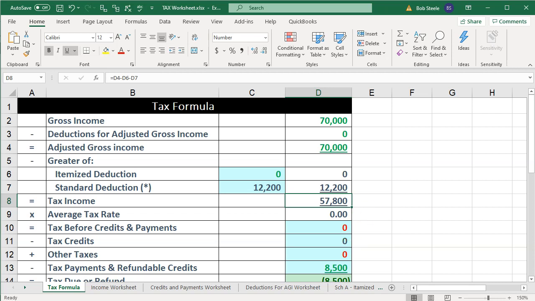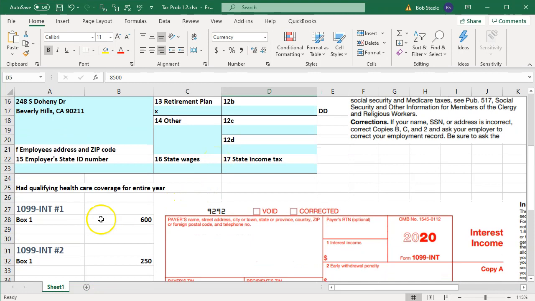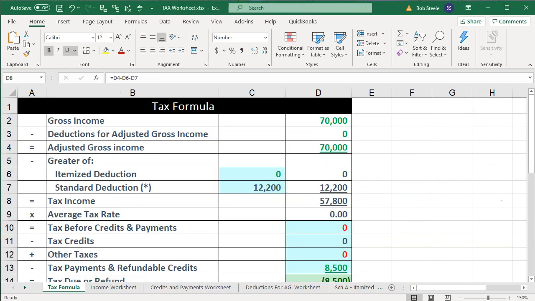So the next thing we have to enter is the rest of the data we had, which is going to be the 1099s. You'll recall we had two 1099s, both having just normal income in box 1. The form is on the right that you can look up, as well as the instructions if you have questions on it. Box 1, 600 for one, 250 for the other. So if I go back into our data input, that's going to be included in line 1.